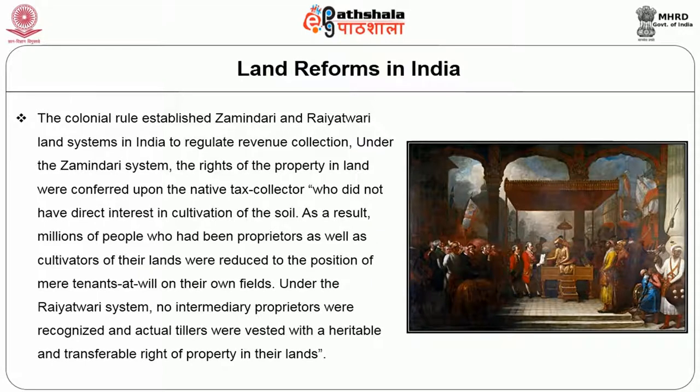Under zamindari system, the rights of property in land were conferred upon the native tax collector who did not have any direct interest in the cultivation of land. As a result, millions of people who had been the proprietors as well as cultivators of their own lands were reduced to the position of mere tenants at will on their own fields. Under the raitwari system, no intermediary provisions were made and recognized, and actual tillers were vested with the heritable and transferable right of property in the lands.